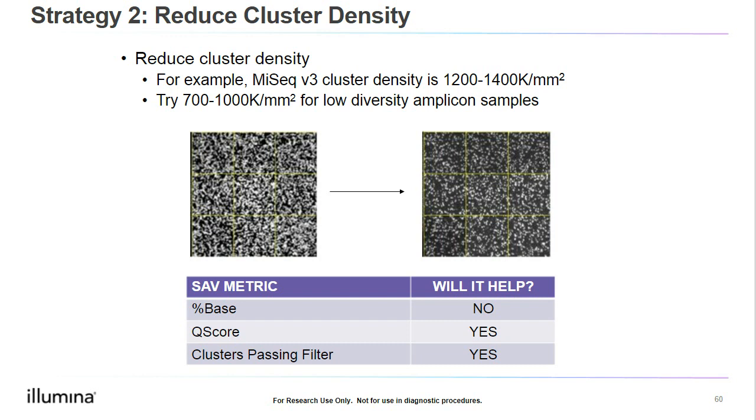If we reduce cluster density, each cluster has more space, allowing for a more accurate map and sequencing. Lowering cluster density will not change the percent base, but it will improve the quality of the run and increase the clusters passing filter, so it will increase the output of the run.